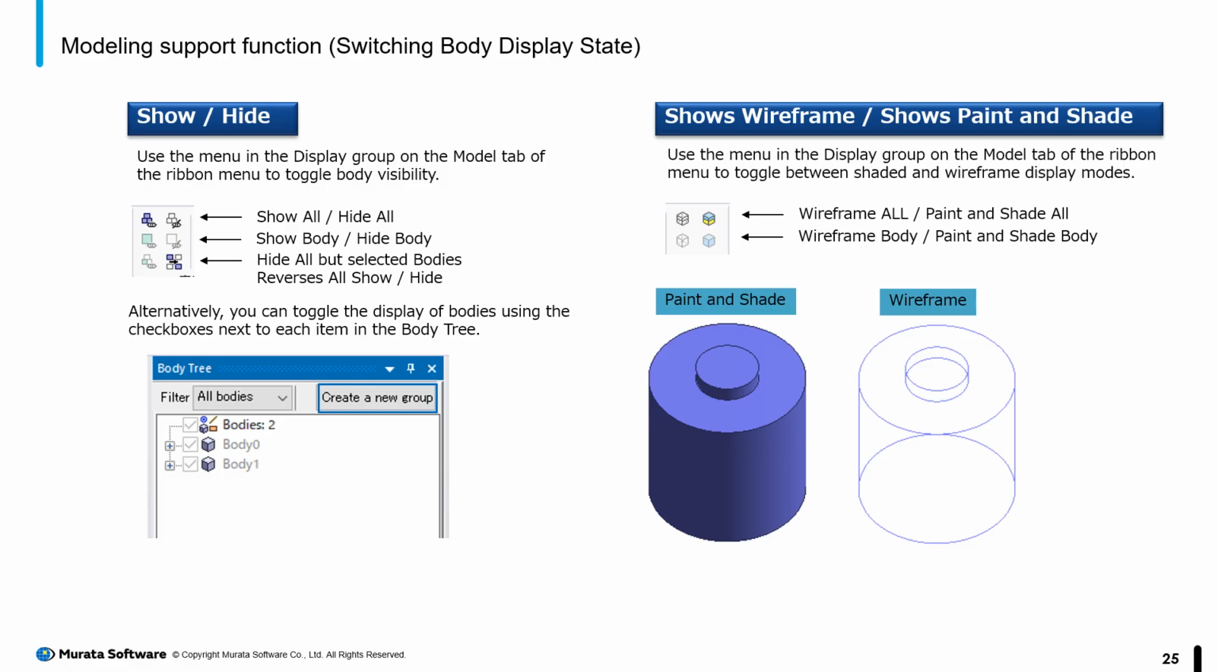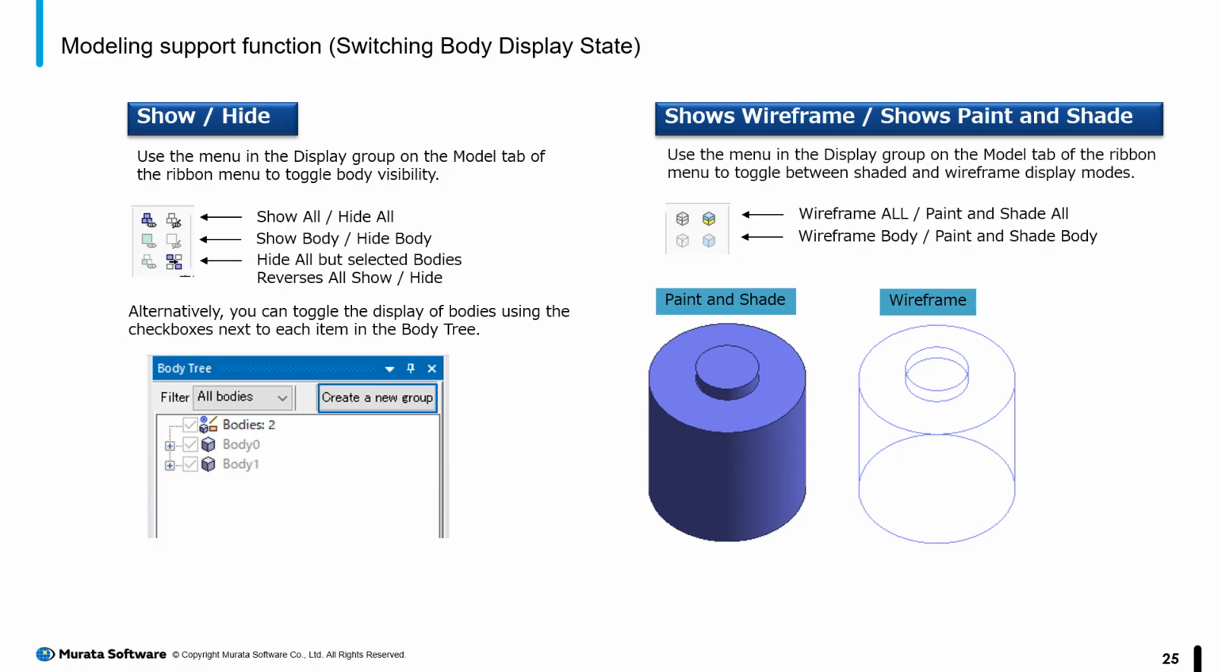Next, I will introduce the function for toggling the visibility of bodies. As the model structure becomes more complex and the number of bodies increases, there may be situations where you want to hide certain bodies. In such cases, please use the visibility features shown on the left side of this slide.